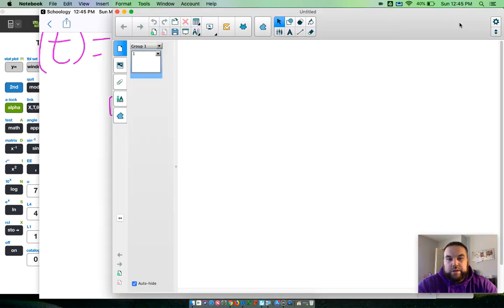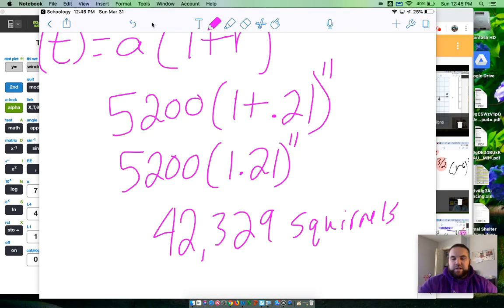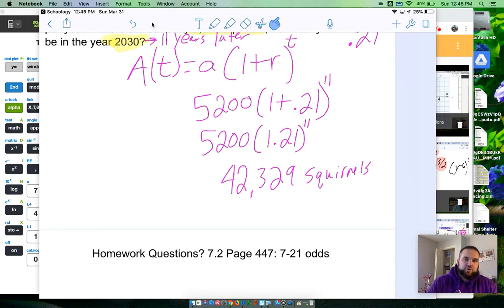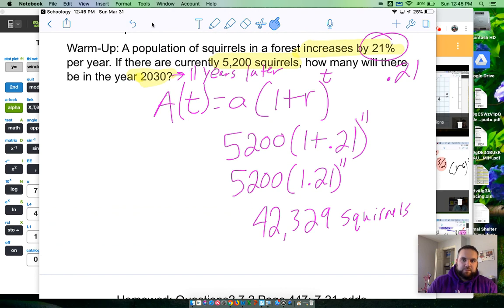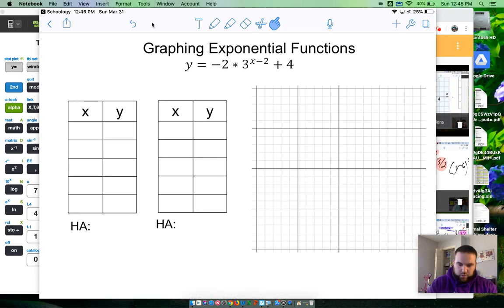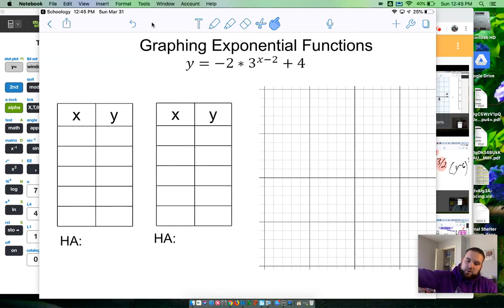That wouldn't be a very realistic thing to have occur because of predators, right? There are squirrels everywhere. Predators would help to bring the population down. But in this problem, if it just increases without anything holding it back, it would be over 42,000 squirrels.